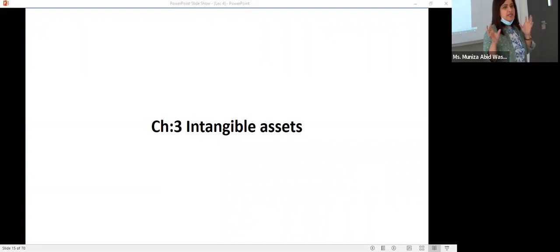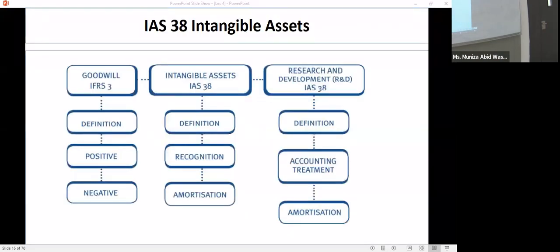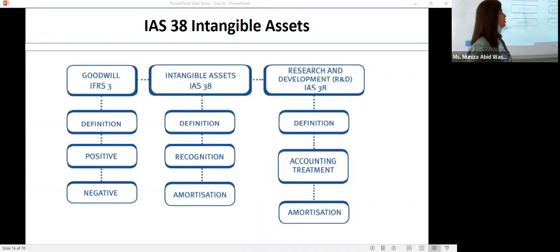Goodwill is one of the intangible assets, but here in IS 38, we do not discuss goodwill. We are going to discuss goodwill in IFRS 3. Now we are going to start this chapter. In this chapter, students, we are going to discuss intangible assets, primarily IS 38. We are going to know what intangible assets are as per IS 38, how we are going to recognize them in our books of accounts, and what the concept of amortization is and how it is related to depreciation in IS 38.